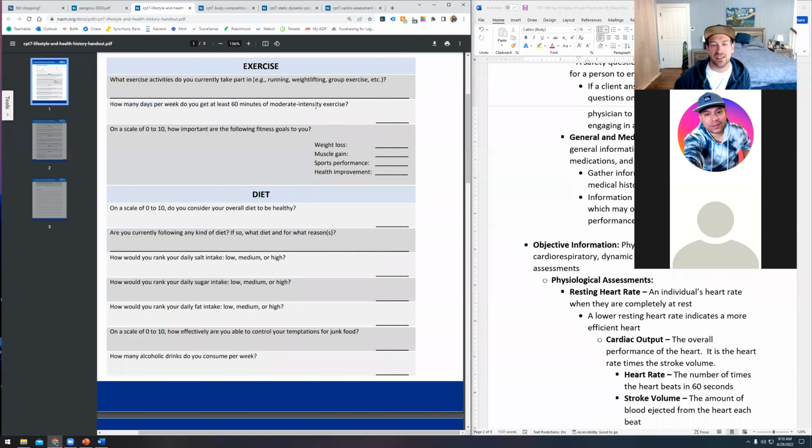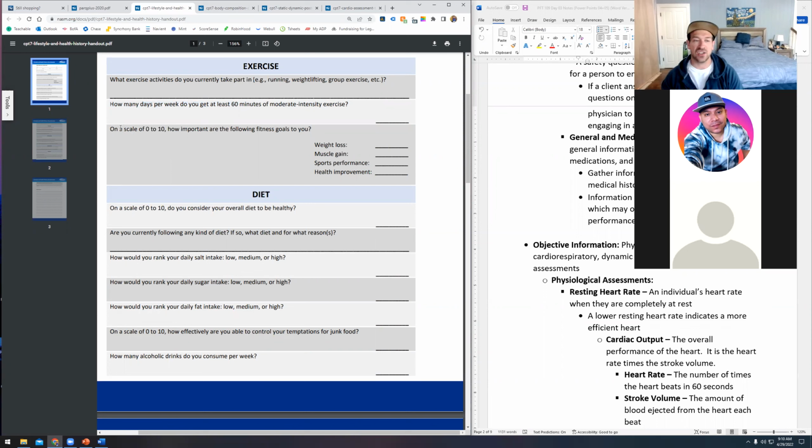How many days a week do you get at least 60 minutes of moderate intensity activity? If my client tells me it's a bagel, they get no time to exercise per week, right? Well, that's going to tell me that chances are this person's pretty deconditioned, and I should probably prioritize just getting them up and getting them moving.